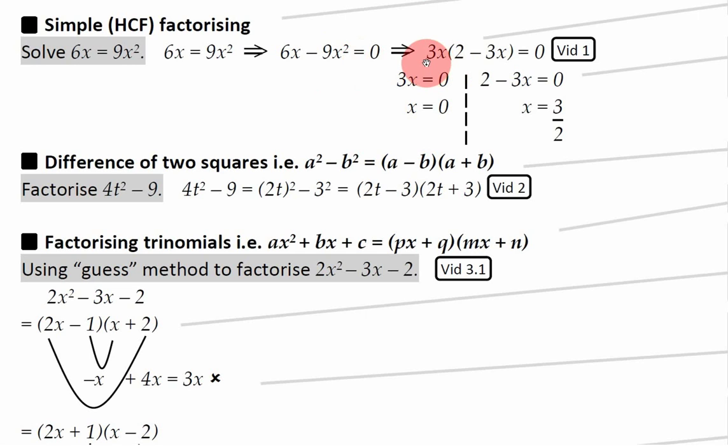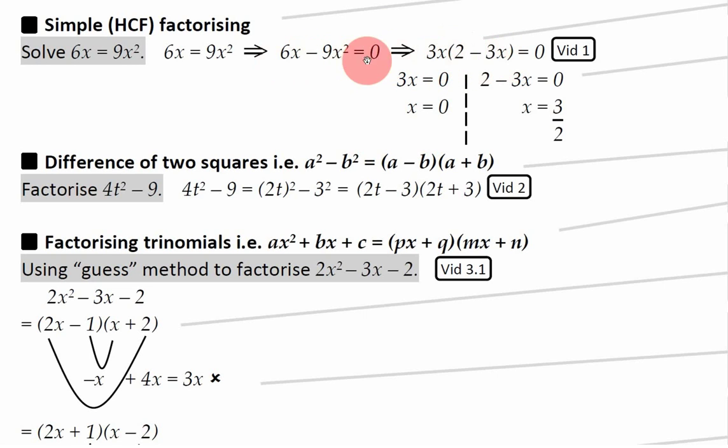So what I'm trying to say is that I'm going to have something so that 3x times something equals 6x, and 3x times something is minus 9x squared. So 3x times 2 is obviously 6x, and 3x times minus 3x is minus 9x squared. Why is that? Well, 3 times minus 3 is minus 9, and x times x is x squared. So we're done. We've basically factorised this into that.